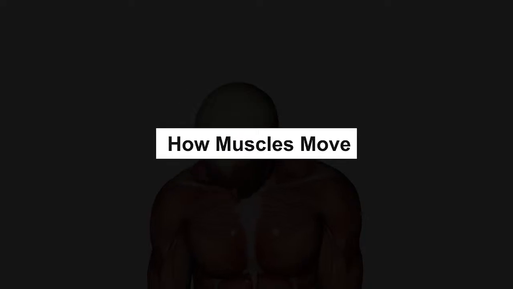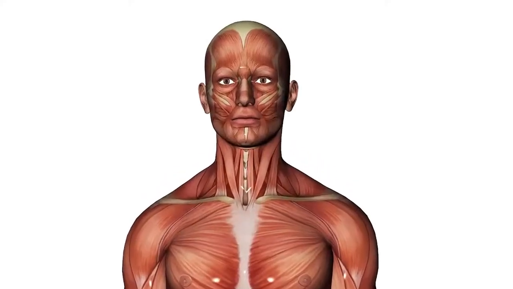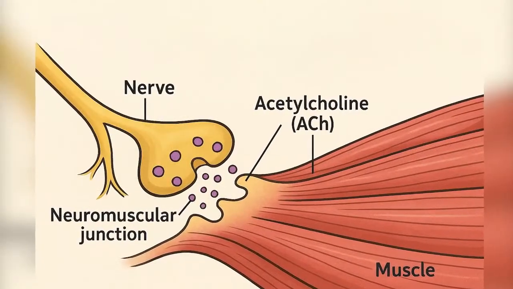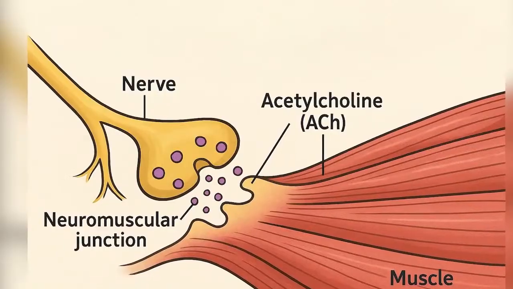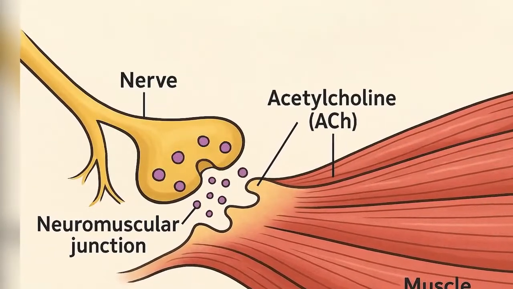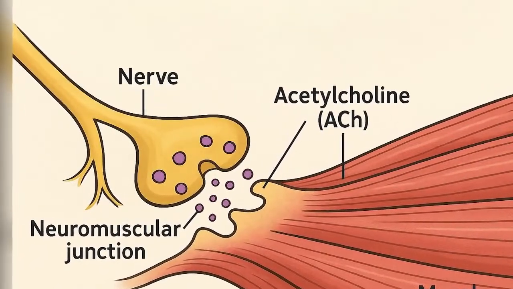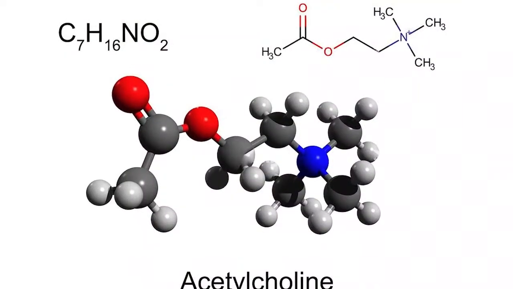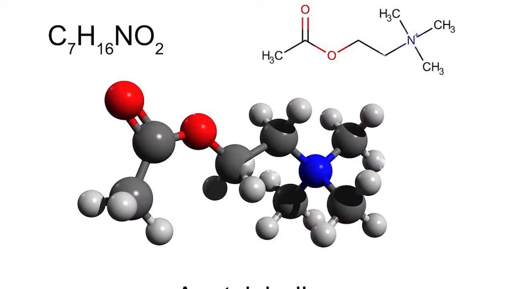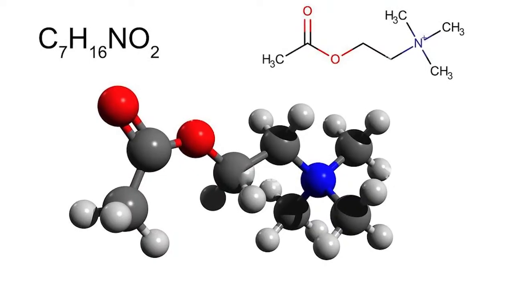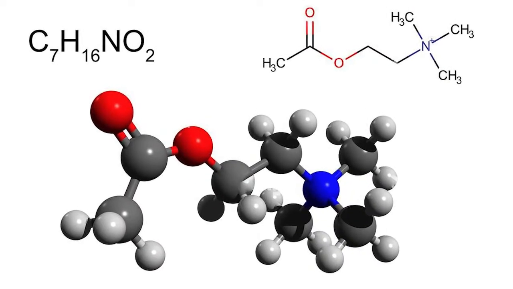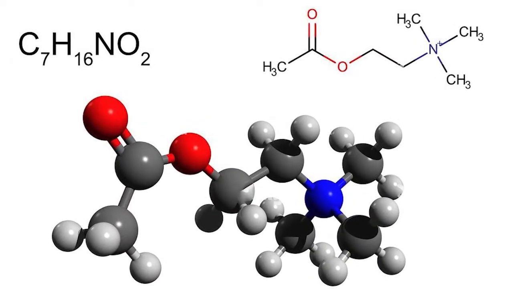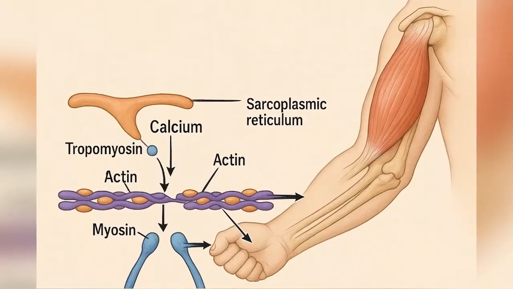How muscles move. Muscles work when they get a signal from your brain. A nerve sends a message to a muscle through a place called the neuromuscular junction. A chemical messenger named acetylcholine, ACh, is released. This chemical makes the muscle start an action potential, an electric wave inside the muscle. This wave tells a storage area, the sarcoplasmic reticulum, to let out calcium.